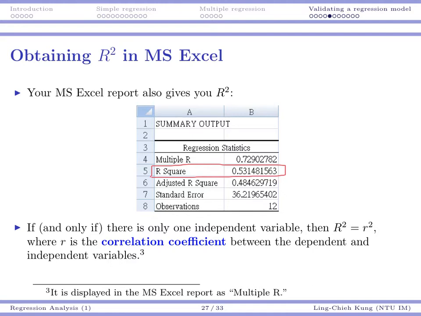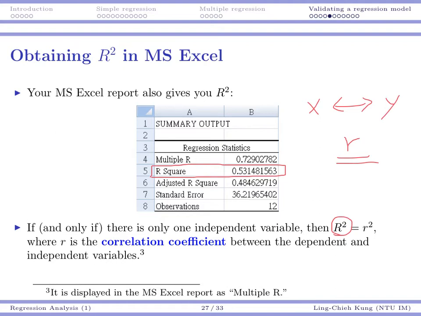One note I want to tell you is that suppose there is only one independent variable, then there is x and there is y. You can always calculate their correlation coefficient, small r. If you square that r, it is going to be your R squared. So you see capital R squared equals small r squared, and you probably get confused at the beginning.